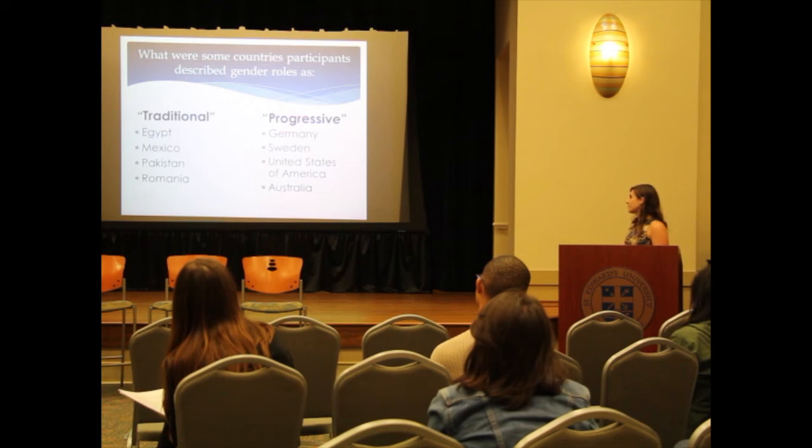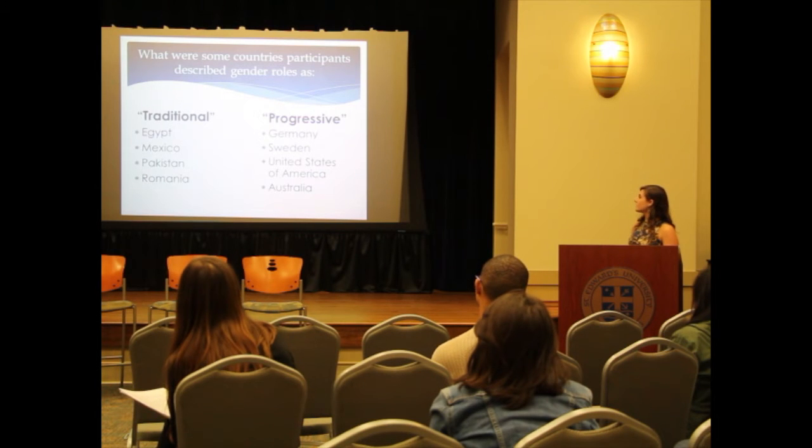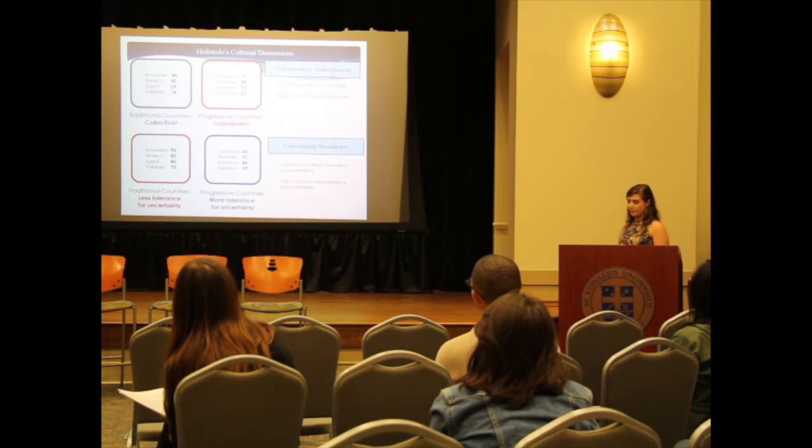Some examples of countries that were coded this way were, traditional: Egypt, Mexico, Pakistan, and Romania, while progressive considered Germany, Sweden, the United States, and Australia. So using Hofstede's cultural dimensions, which is a tool to compare cultural values, what I found is that using these 2 dimensions, collectivist versus individualist and uncertainty avoidance, there were some themes that ran between the traditional and progressive.